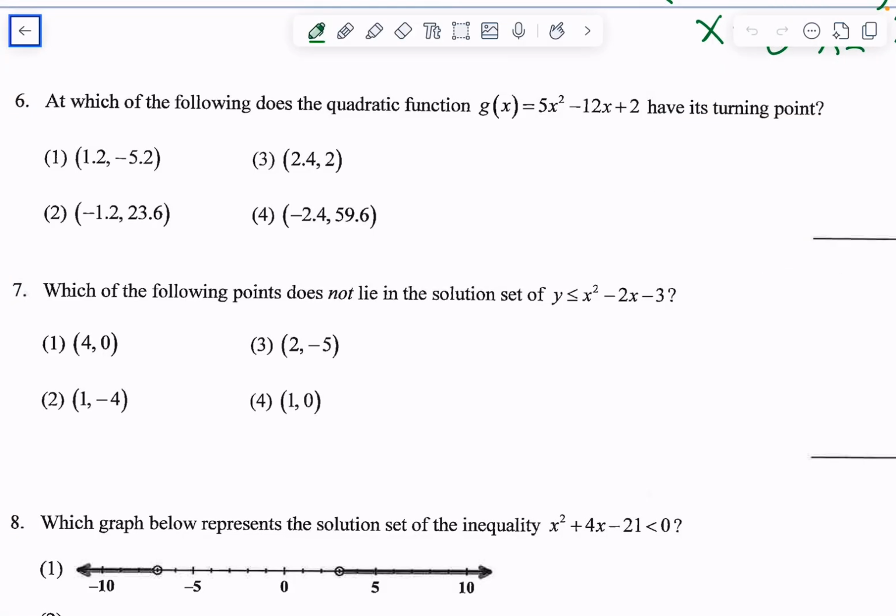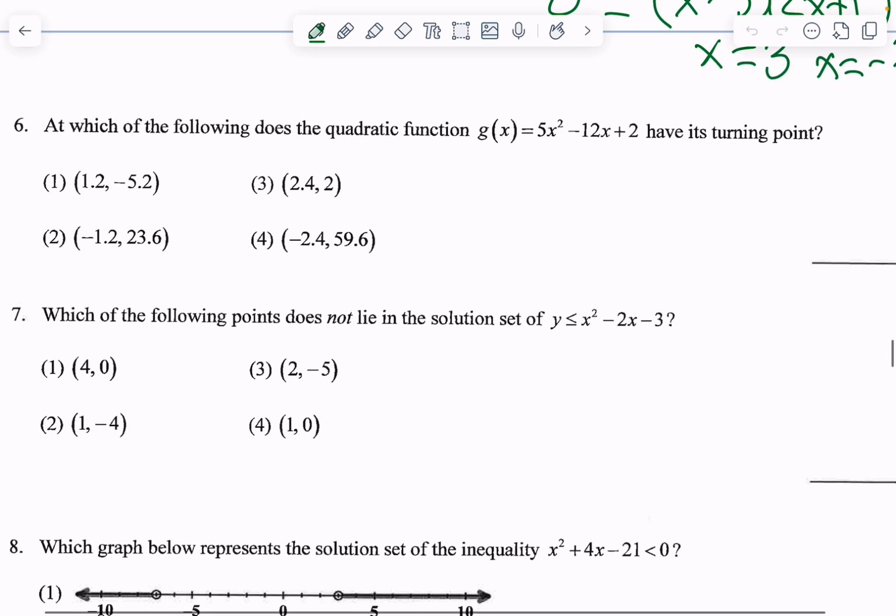All right, so this is pages 10 and 11 from the review. It starts with a turning point, right? At which of the following does a quadratic have its turning point? Well, the formula for the turning point is negative b over 2a, okay? And here a is 5 and b is negative 12. So we have negative negative 12 over 2 times 5.